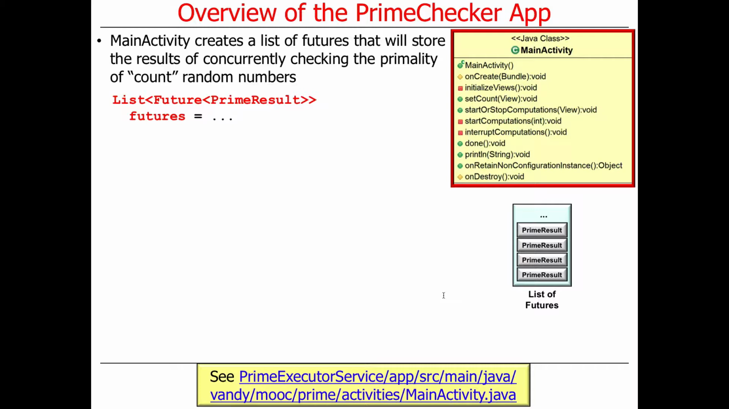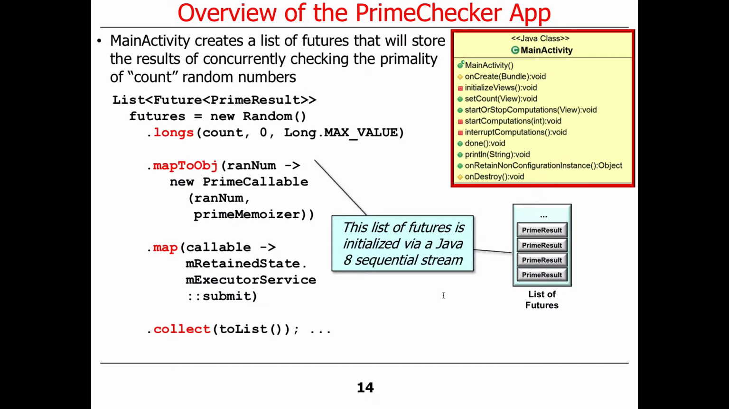We're going to have this list of futures, which are going to keep track of prime results. And here's how the list of futures to prime results gets initialized. This is a really cool, simple Java 8 stream. And so I'll explain how this works. So this stream is going to end up initializing this list of futures to prime results.